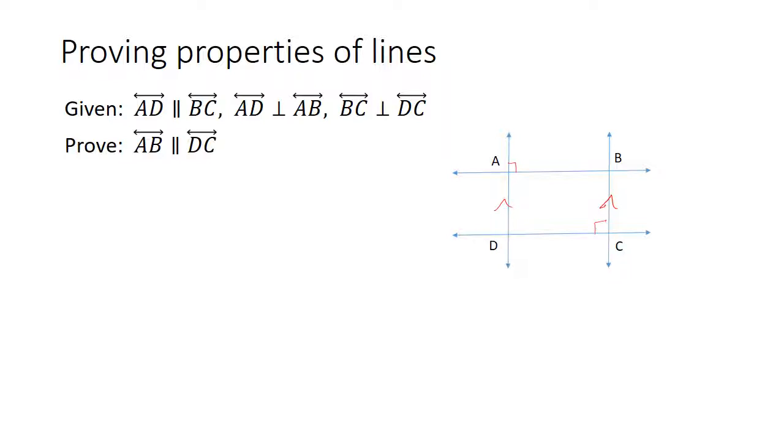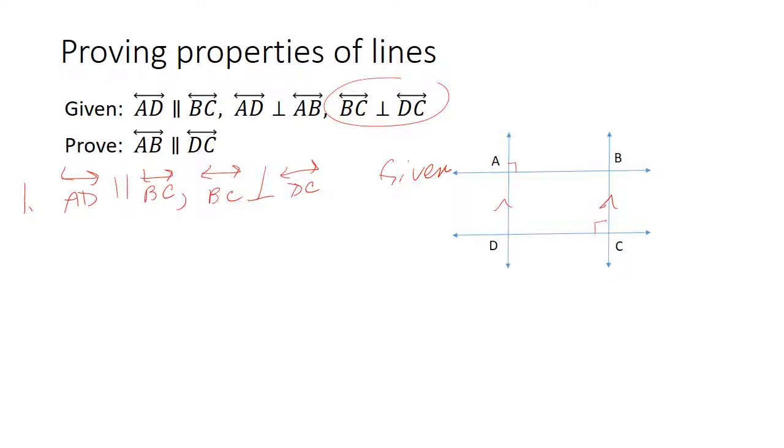To do that, the first thing I'm going to write in is a couple of my given statements. I'm going to say that line AD is parallel to line BC. And then what I'm going to go ahead and use is this: BC is perpendicular to DC. And that is given.